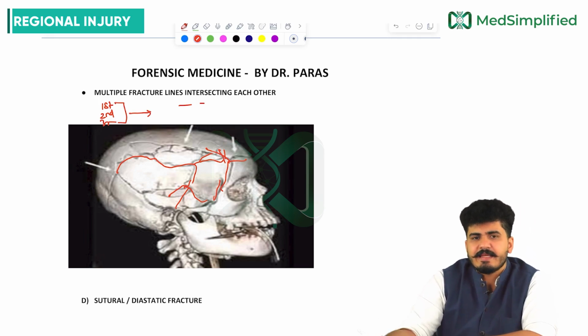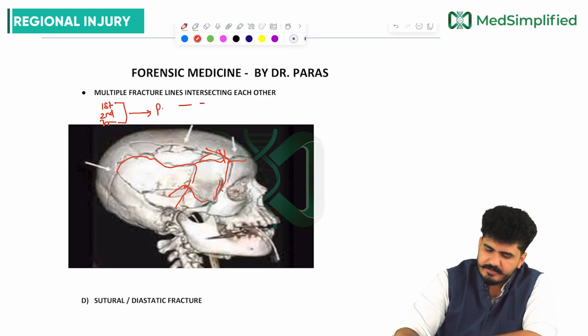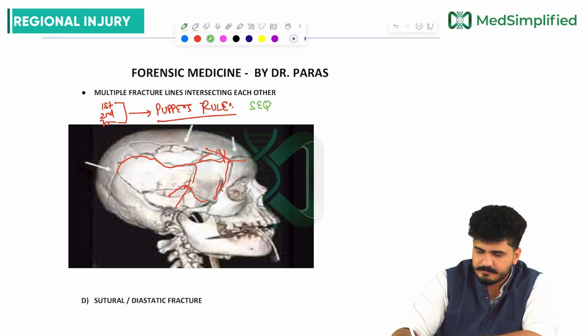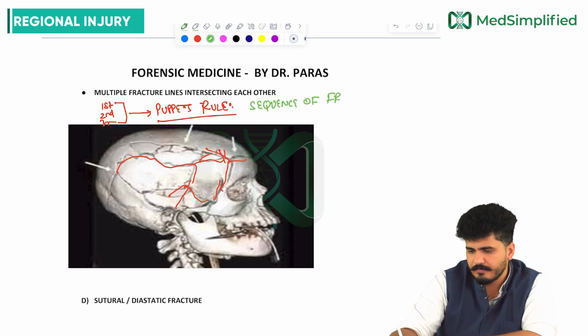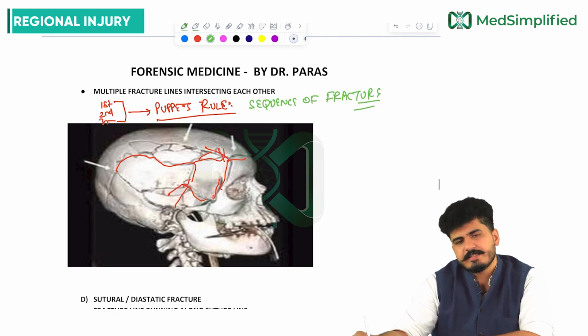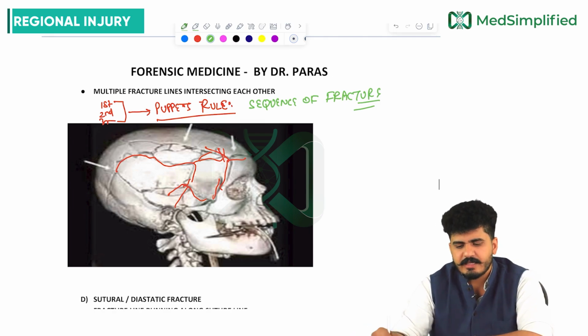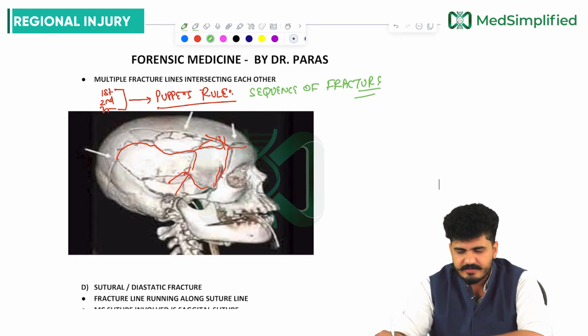This is read with the help of a rule called Puppe's rule. Puppe's rule will tell us about the sequence of the fracture lines: first fracture line, second fracture line, third fracture line. With this, we will come to know the sequence, my dear friends.